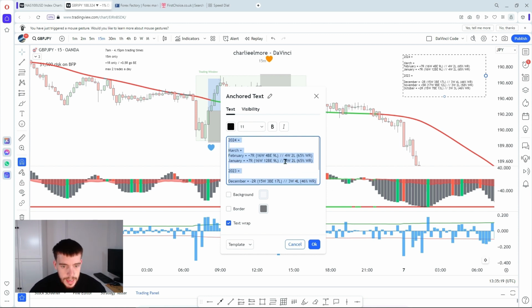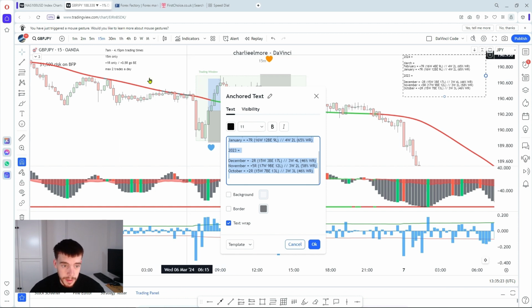So let's continue. Those are the results. Obviously, -2R for December for this specific way that I'm looking at it. That's not to say that the DaVinci doesn't work in December at all. This is just on this specific pair, on the pound yen, on the 15-minute time frame. This is just one very niche way of looking at it. I need to make that very, very clear.